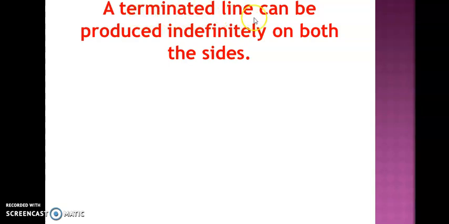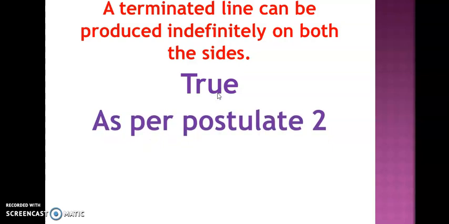A line which is ended by two points, we call it a line segment. The same line segment Euclid called a terminated line. Okay, and you know that a terminated line can be produced indefinitely on both sides, isn't it? Yes, this statement is true, isn't it? And which postulate says that a terminated line can be produced indefinitely on both sides? Yes, postulate number 2. It states that a terminated line can be produced indefinitely on both sides.